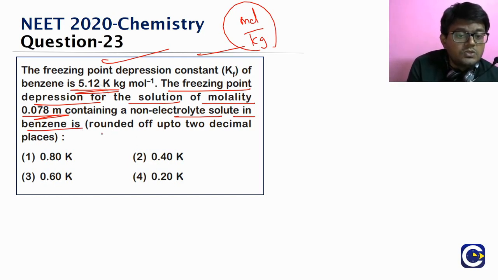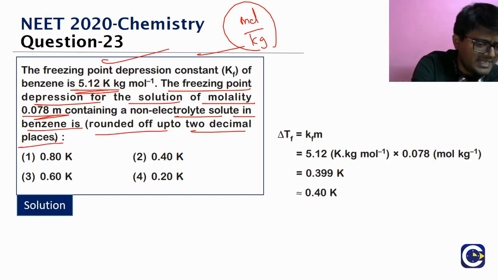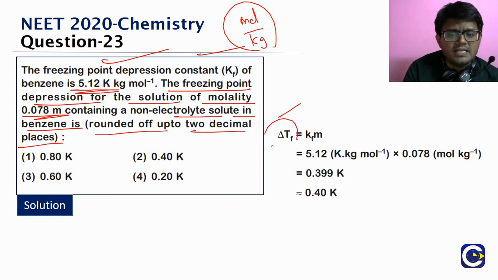Okay, so we have to give the value rounded off to 2 decimal places. So it's a straight question, right? What is it? Delta Tf value is what they are asking. The freezing point depression value. Delta Tf is equal to what? Kf into m. Kf is what? The depression constant or the cryoscopic constant. What is the value? 5.12 Kelvin kg per mole.